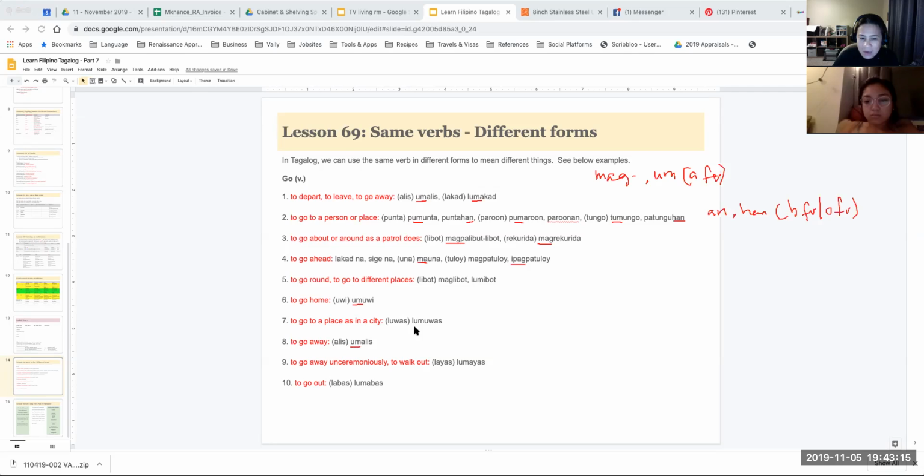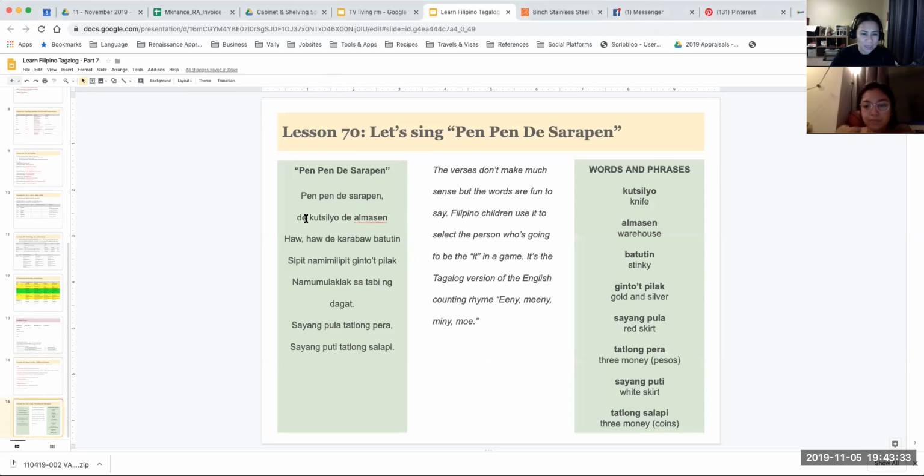Very common, kasi yung i. All right, but there's more. Again, magpa, tuloy. There's magpa. From there, you will see there are so many affixes. All right.